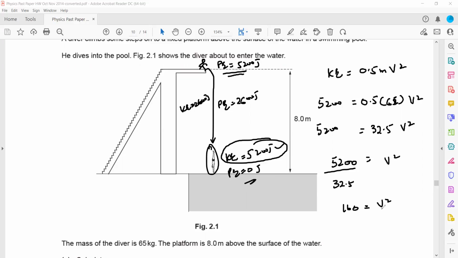So 160 is v square, but we need v. So we take the root on both sides. That will give us 12.6 meters per second, the speed at which the swimmer will hit the water surface. Is it clear? Yes, it's clear.